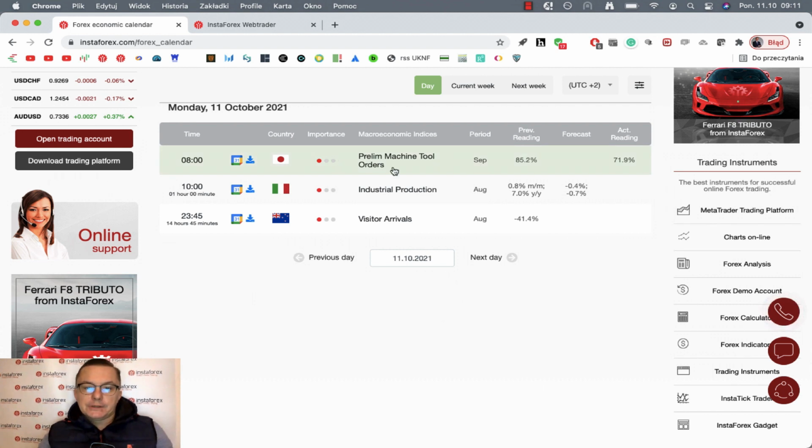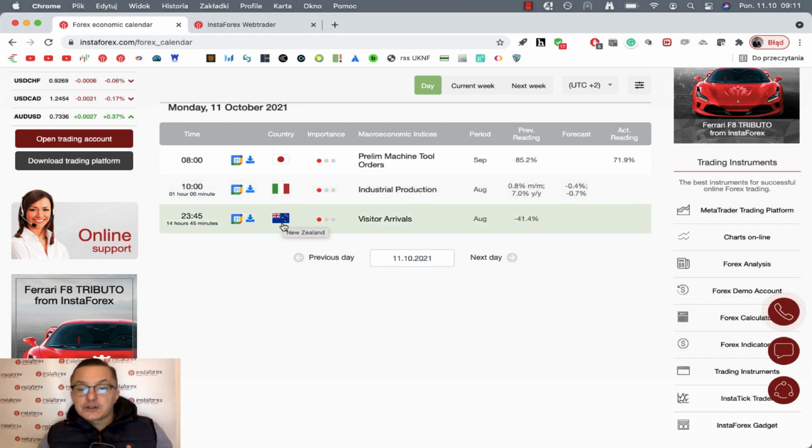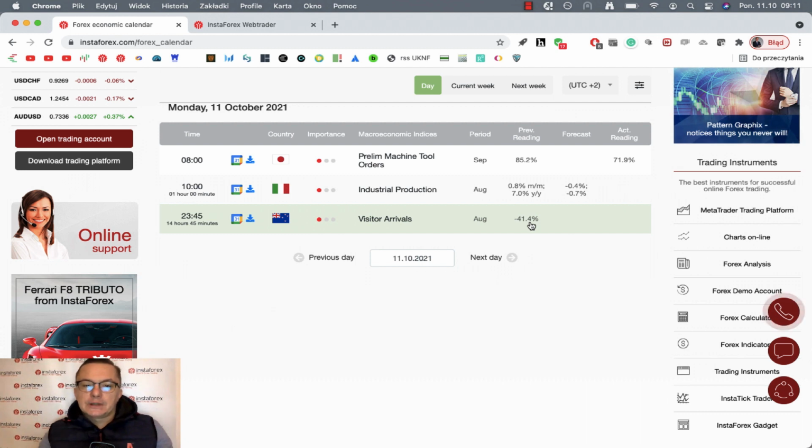Data from Japan had been released, Preliminary Machine Tools Orders. We got industrial production from Italy, scheduled for release at 10 o'clock. And then eventually, quarter to midnight, there is visitor arrivals data from New Zealand. As you can see, the previous reading was really bad in New Zealand, minus 41.4% of new visitor arrivals. That's not a good situation for a country like New Zealand, where the tourist business is a part of the economy.